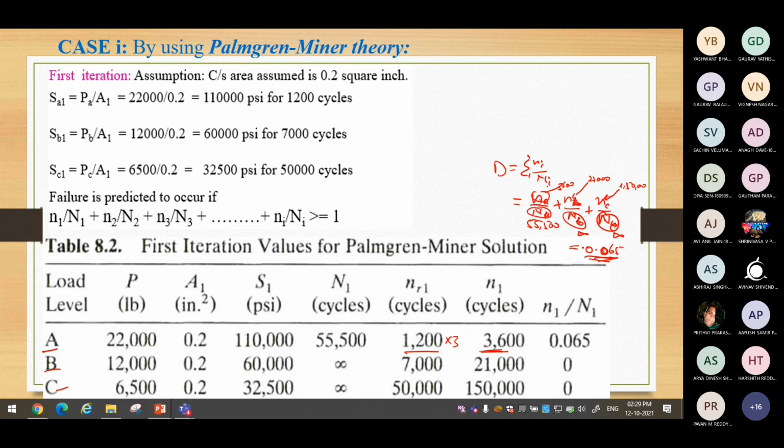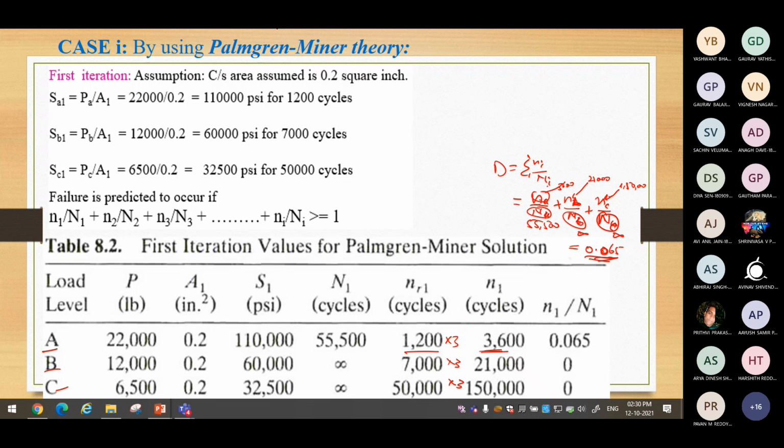0.065. This is the damage that will occur in the material after completing the entire block of loading three times. In reality, the loading is in sequence. You apply 1200 cycles first, then 7000 cycles of another magnitude, followed by 50,000 cycles of another magnitude, then repeat the sequence. But since Palmgren-Miner rule does not take the sequence effect into account, you can directly take all the cycles together for this rule.